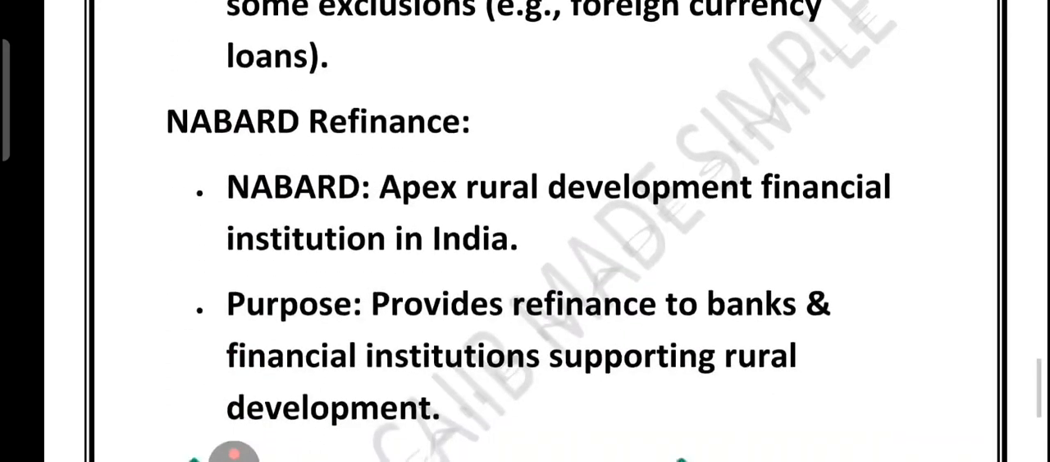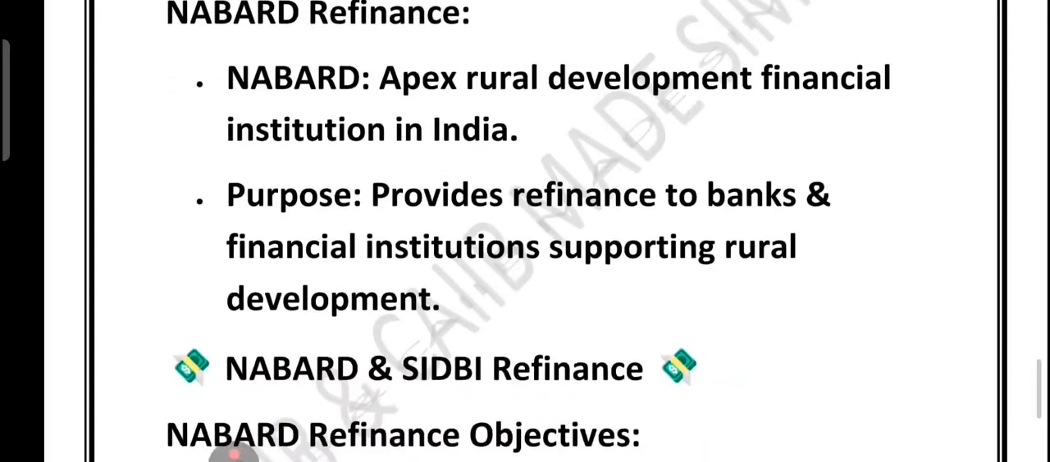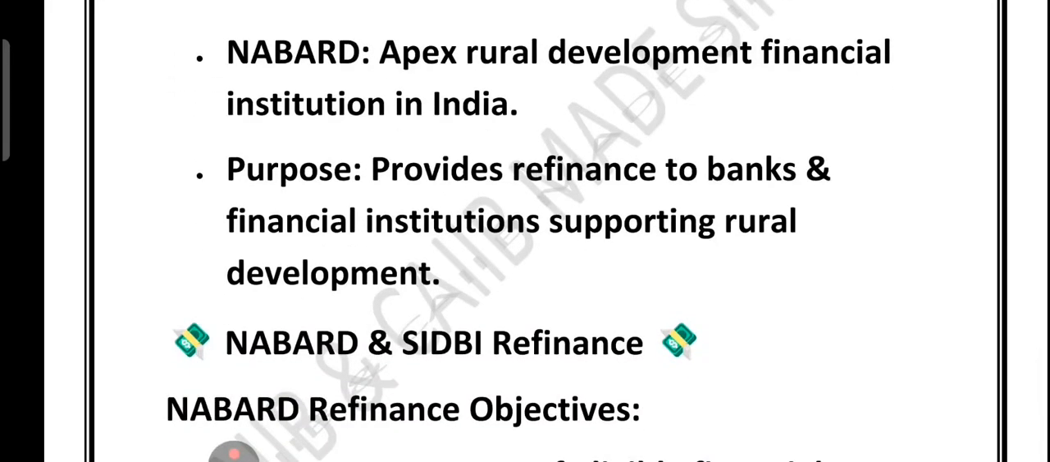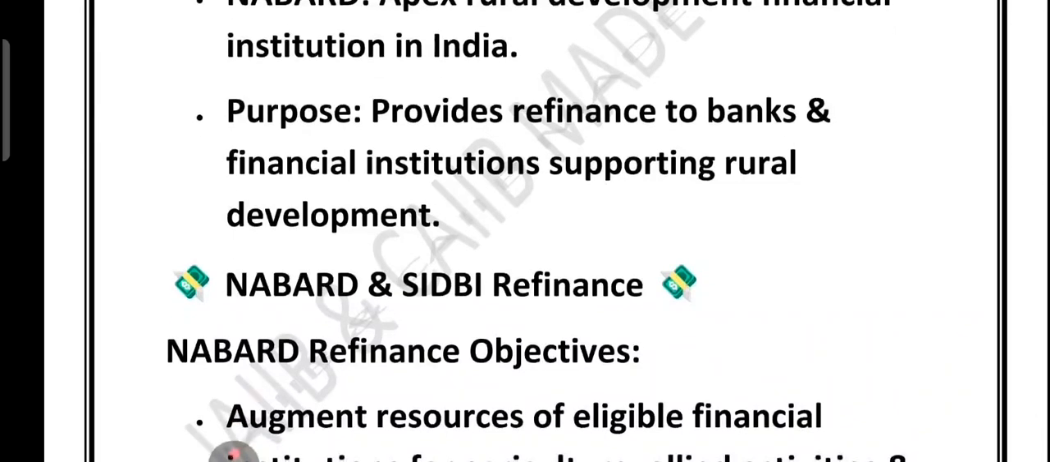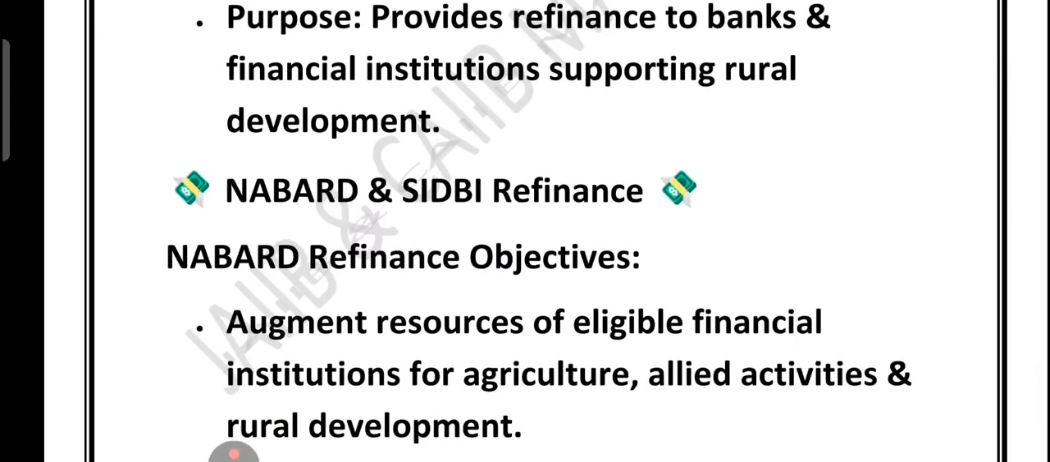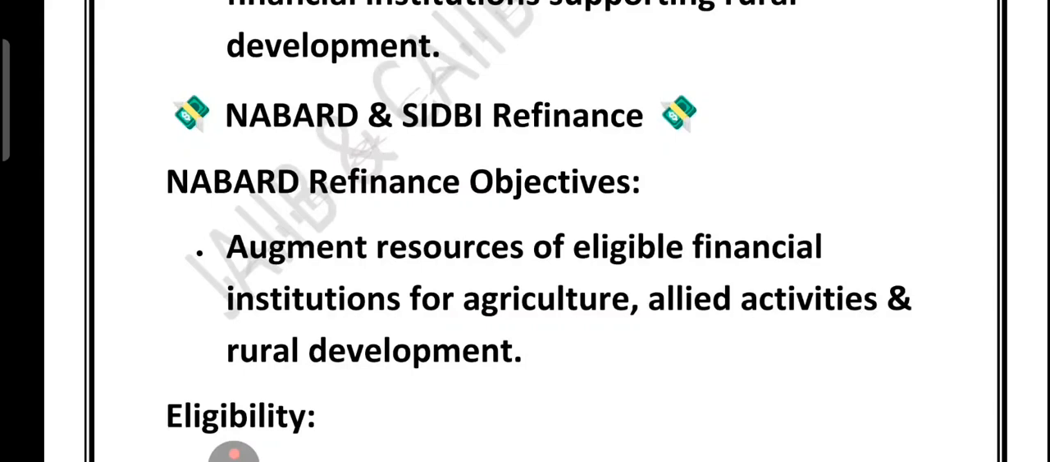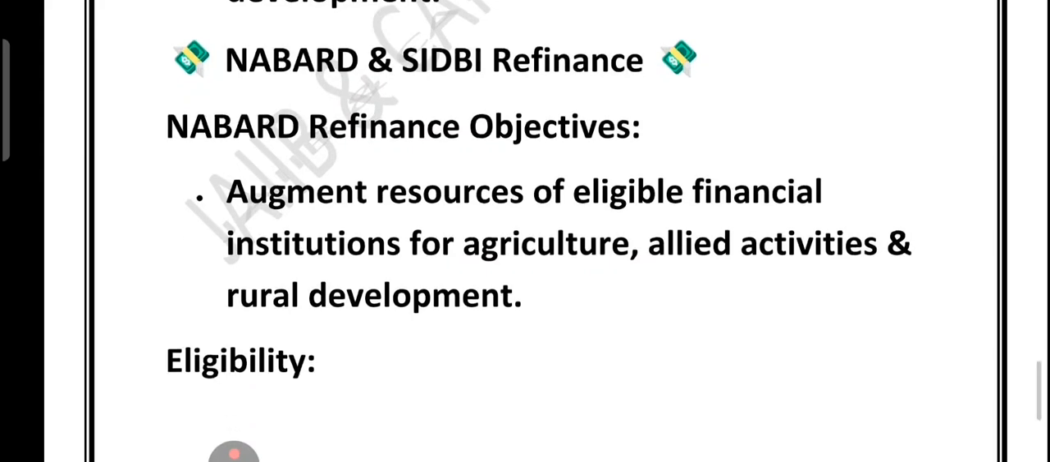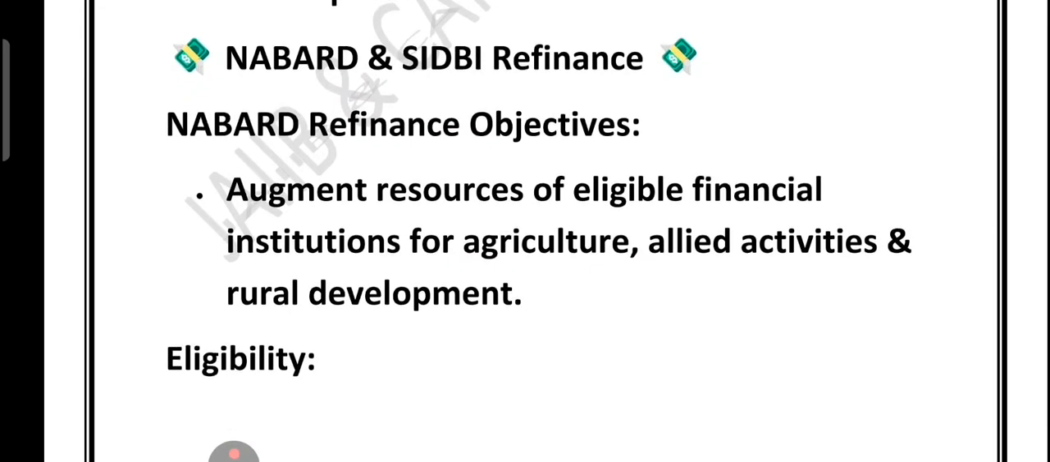Then we talk about the NABARD refinance. I told you this is the apex rural development financial institution in India. It provides refinance to banks and to financial institutions that support rural development projects. Yes, it is quite focused on rural development projects. Now before we talk about the SEBI refinance, let me give you some points about NABARD refinance. NABARD boosts the resources of eligible banks and institutions for agriculture, allied activity and rural development. It helps banks lend more to farmers and rural projects.